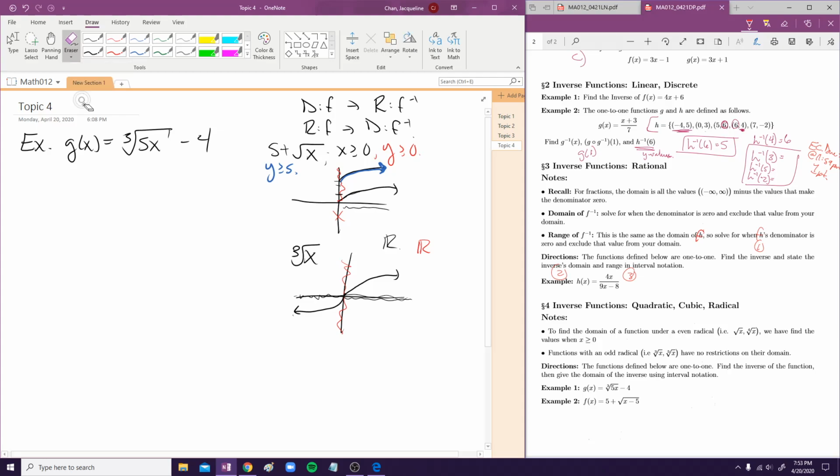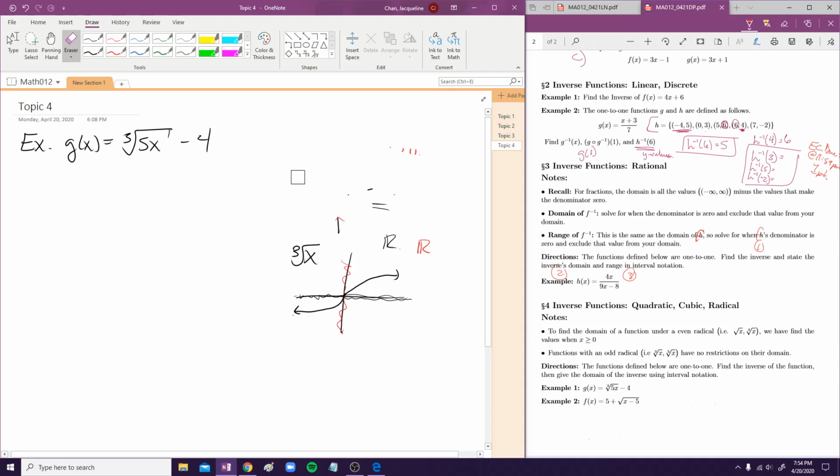I'm going to erase this. So if you want to copy this, you can just pause it and take a picture, right? But we have to get rid of this, right? So why are we going to do that?